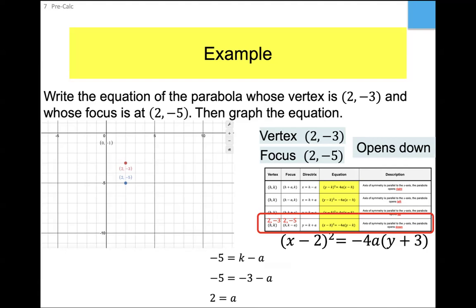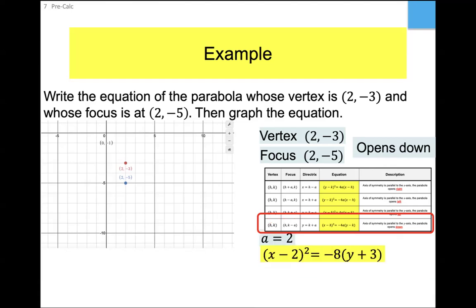So A is the 2 value. So plug 2 for that, we get -8. To graph it, we're once again going to go to the latus rectum points. So we're going to do 2A. Well, if A is 2, then that means 2A is 4.